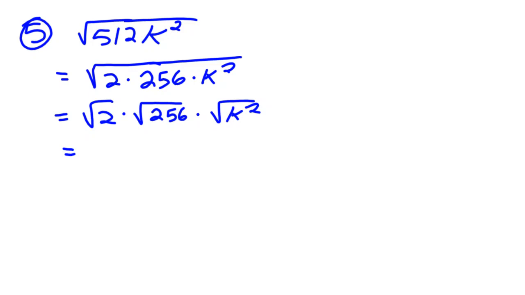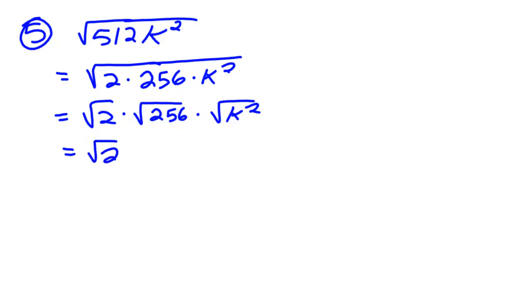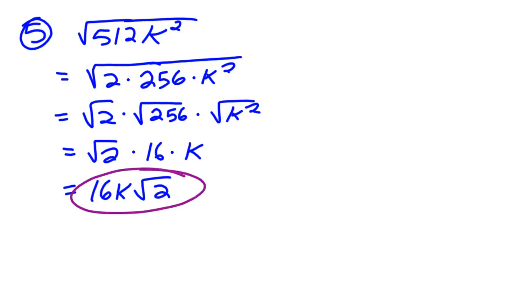Now rad 2 is the most simplified it can be. We can take the square root of 256, that would be 16. And we can take the square root of k squared. That would be simply k to the first power, or you can just write it as k. I'm going to rewrite our final answer, moving the 16 and the k in front, and then multiplying it to rad 2. That's our final answer.